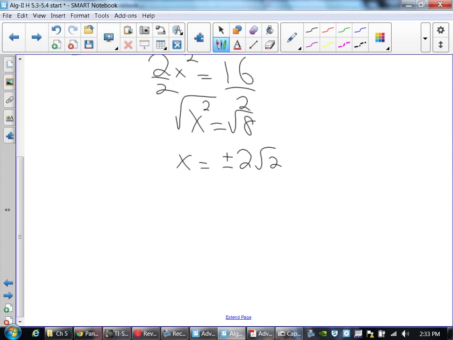What's the square root of 12? 2 root 3. Square root of 18? 3 root 2. Square root of 24? The square root of 100?